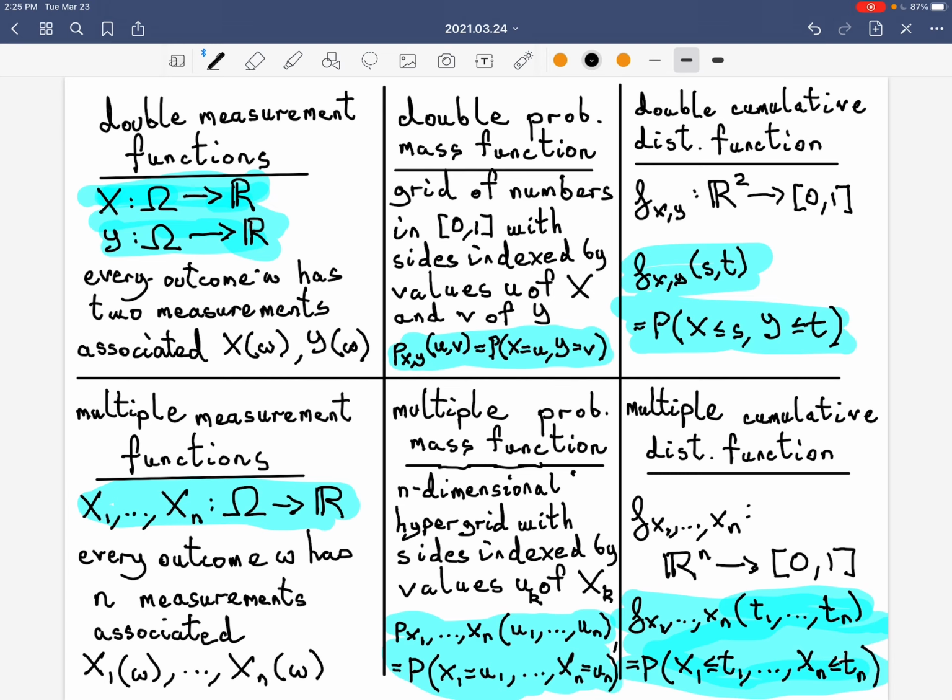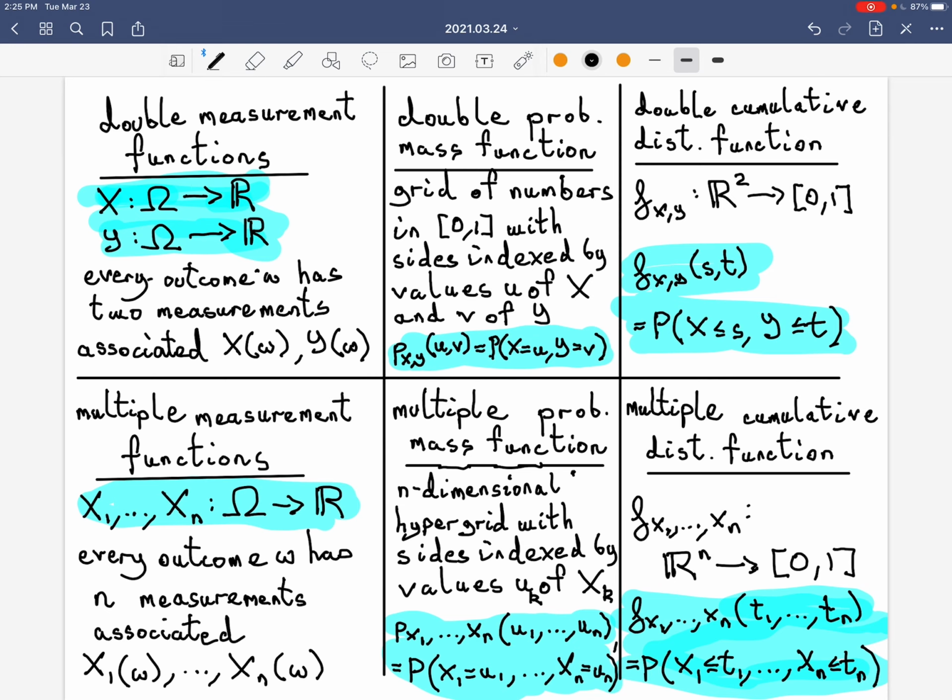And what you do in this grid is you fill in the cells based on the probability that the two random variables achieve those two values simultaneously. So the grid for the double probability mass function is indexed by values of the two random variables separately along the rows and columns. And in each cell, you put the probability that the random variables simultaneously take the two values indicated by the two labels of that cell.